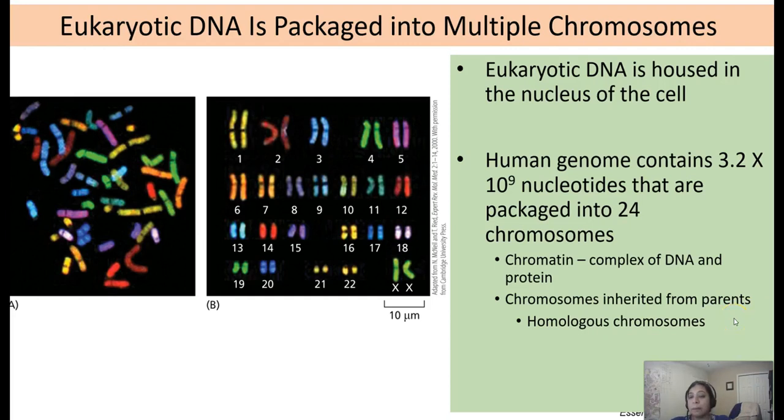These chromosomes are packaged inside the nucleus in the form of chromatin, which is a complex of DNA and proteins combined together to package it in just the right way. We will be talking about that later in the semester as well. And the chromosomes are inherited from our parents, one from our mom, one from our dad, in the form of homologous chromosome pairs, which is what you're seeing in this karyotype shown here that is visualized through chromosome painting.